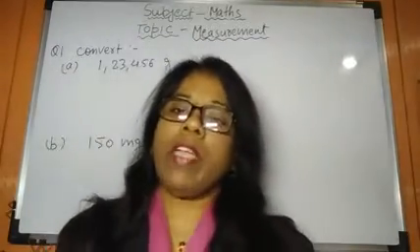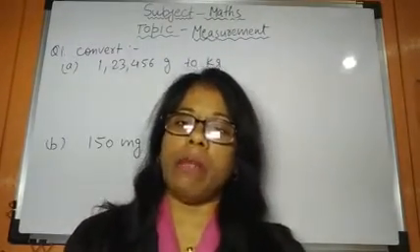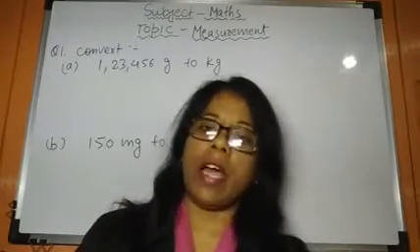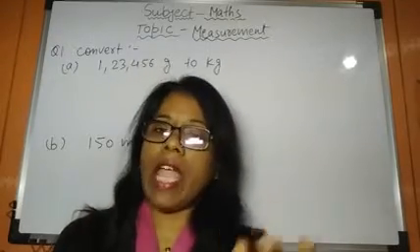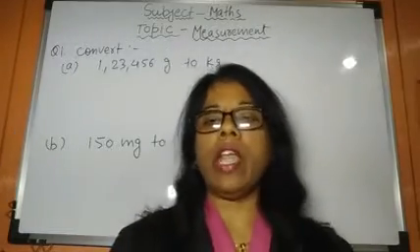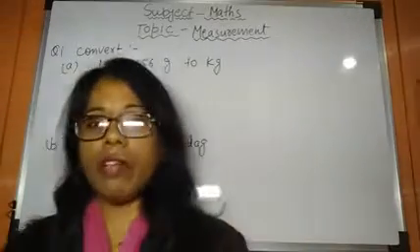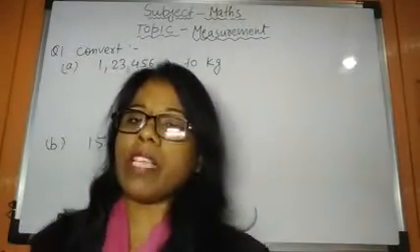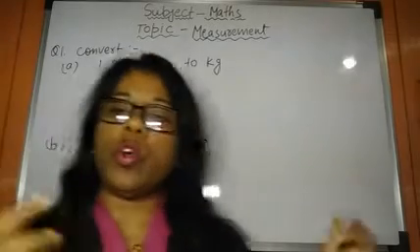So friends, we have discussed units of measurement like kilogram, hectogram, decagram, gram, decigram, centigram, milligram. We have discussed how to convert from a bigger unit to a smaller unit and from a smaller unit to a bigger unit, which we have already seen in our previous lecture. Now I am taking some examples. So first example is 1,23,456 gram to kg. You have to convert it.